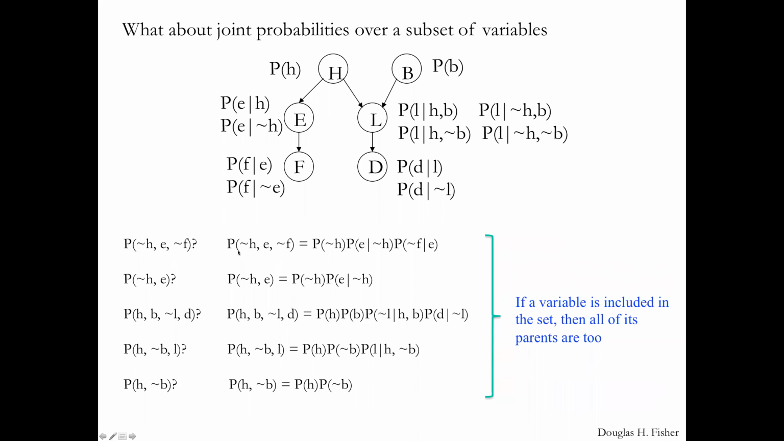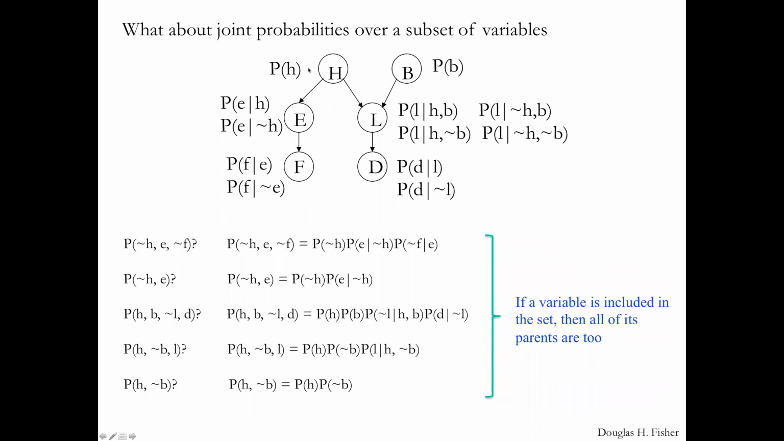And that's a simple thing to rewrite too in terms of the probabilities found in probability tables. I would simply rewrite this as the probability of H times the probability of E given not H times the probability of F given E. So this would be a rewriting of that joint probability given the conditional independencies in this Bayesian network or belief network.